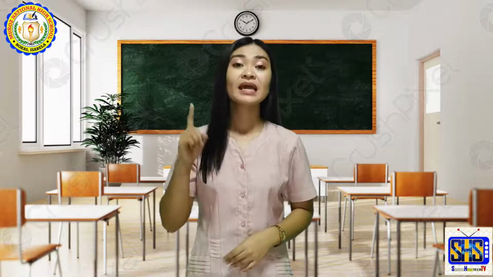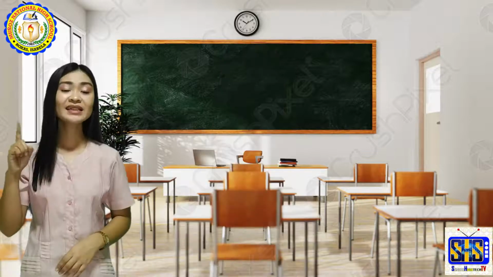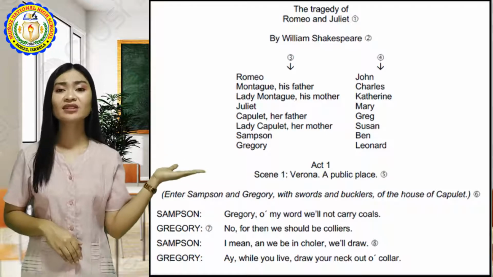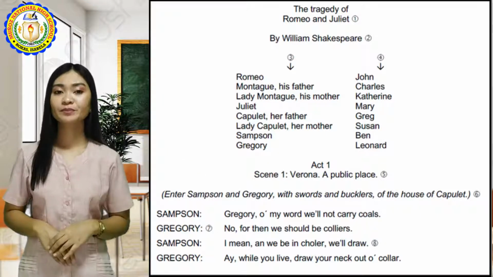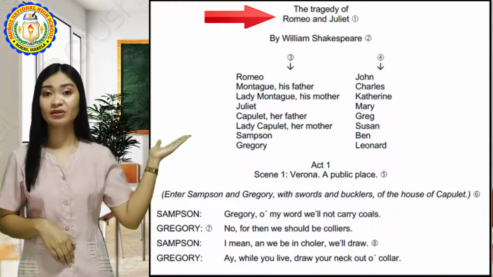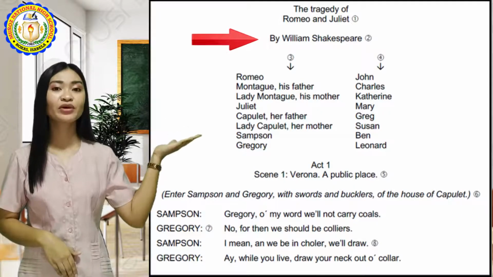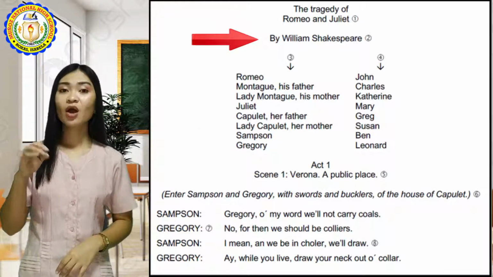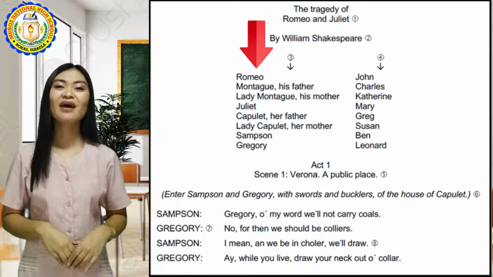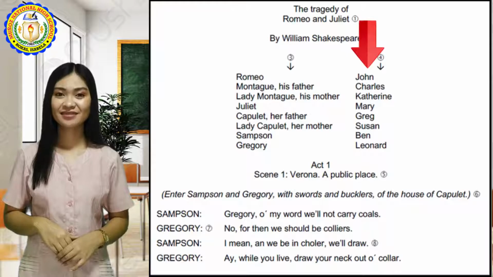In order for you to write a drama script, it is important for you to know its structure. Here are the parts of a script. In writing a script, this is the standard format that you may follow. First, we have the title written on the very top. Second, we have the playwright or the author of the play. Third, on the left side, we have the characters. On its right are the cast.